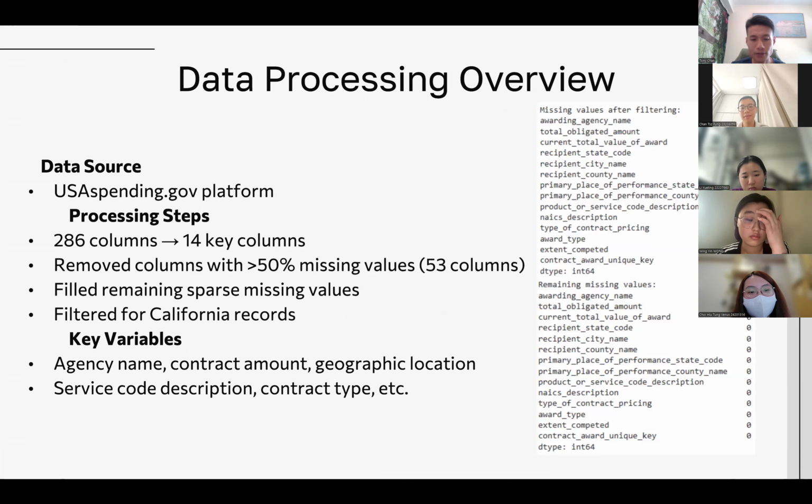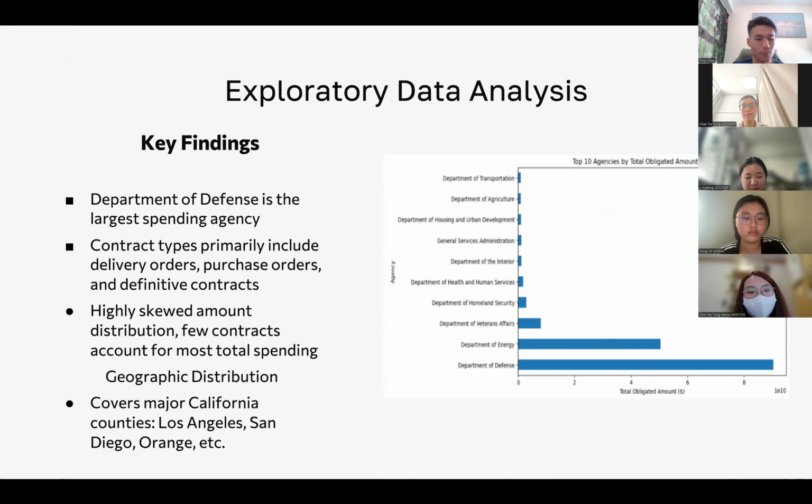I have streamlined a large data set of 286 columns by focusing on 14 key variables like agency names and contract types, concentrating on California-based contracts for a regional analysis. For exploration, I saw that the Department of Defense is the largest spender in California. Contracts have a skewed distribution and are spread across major counties like LA, San Diego, and Orange County.